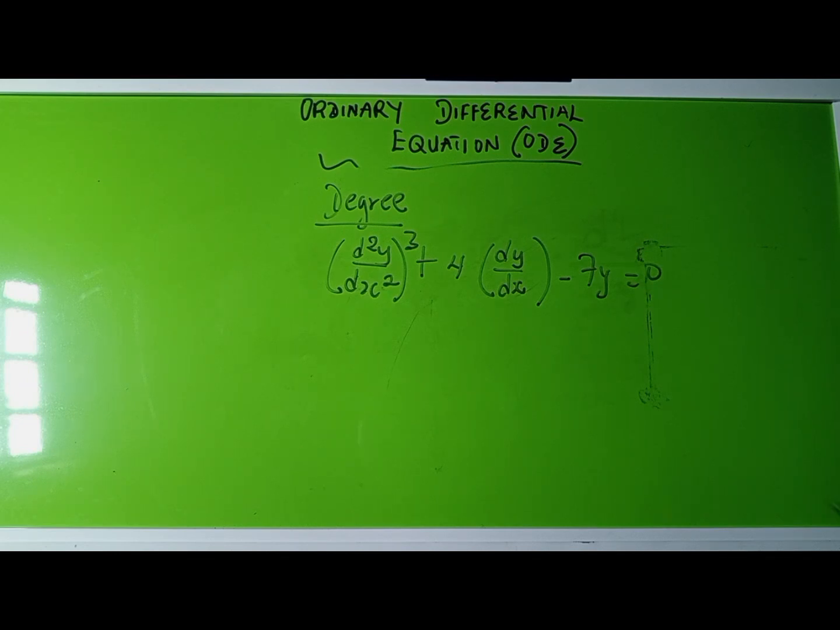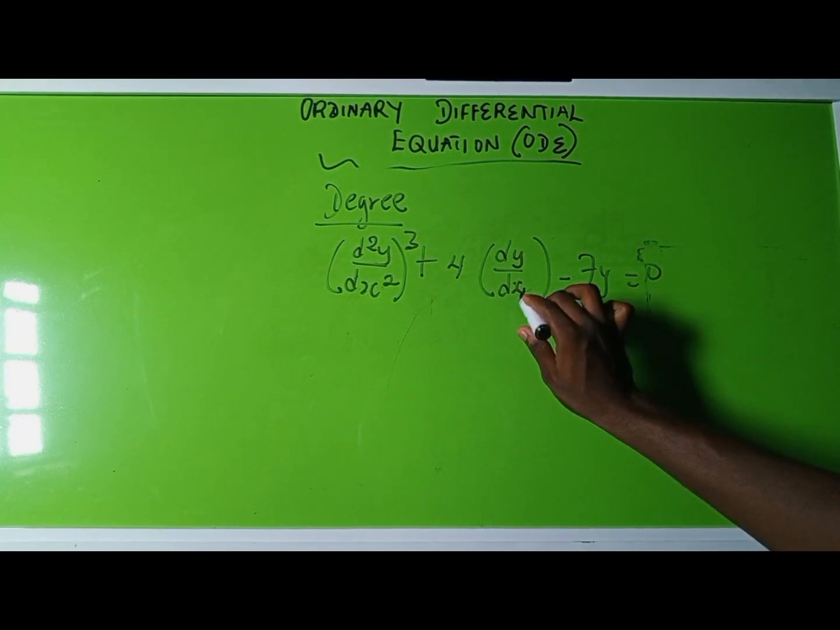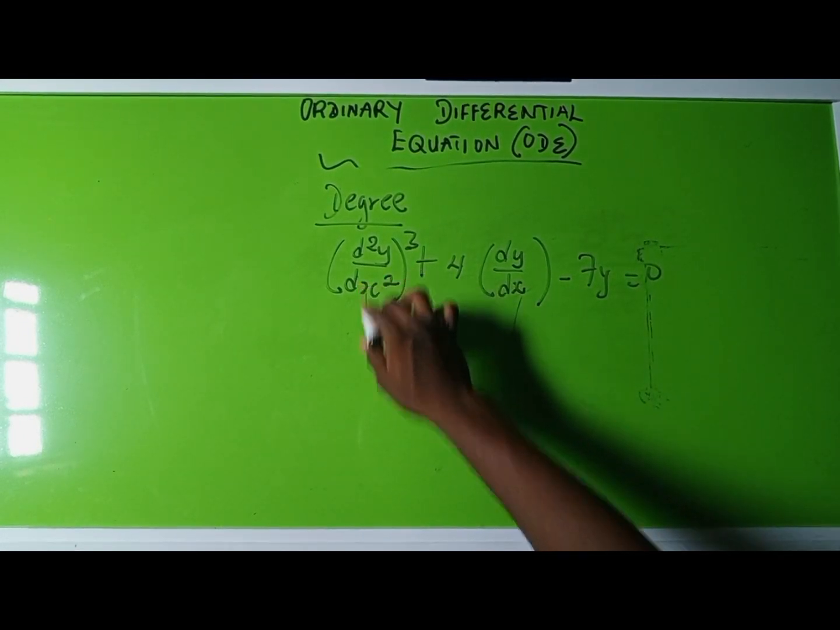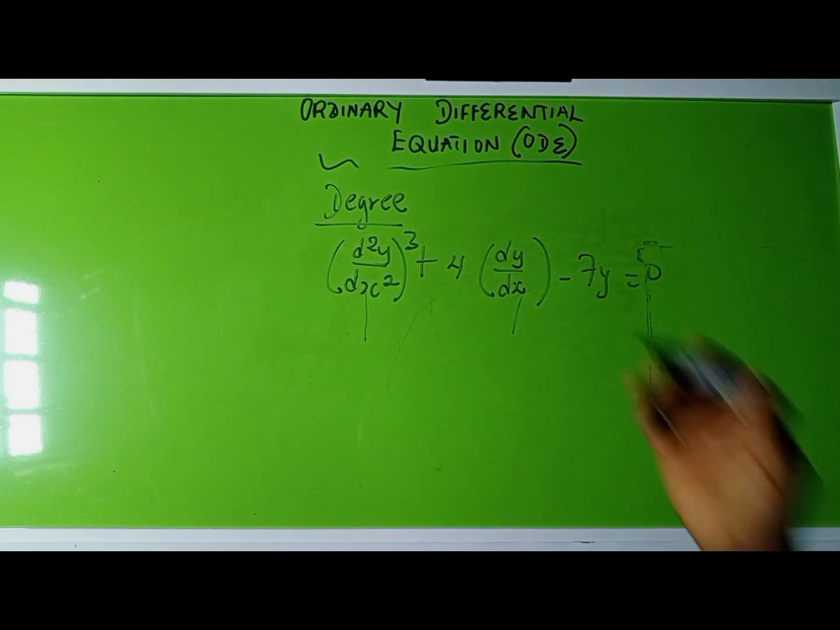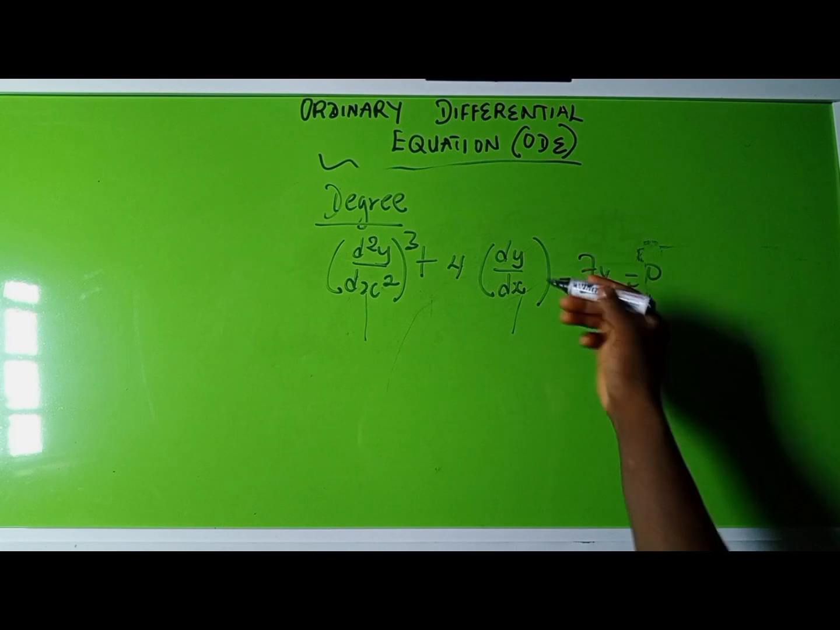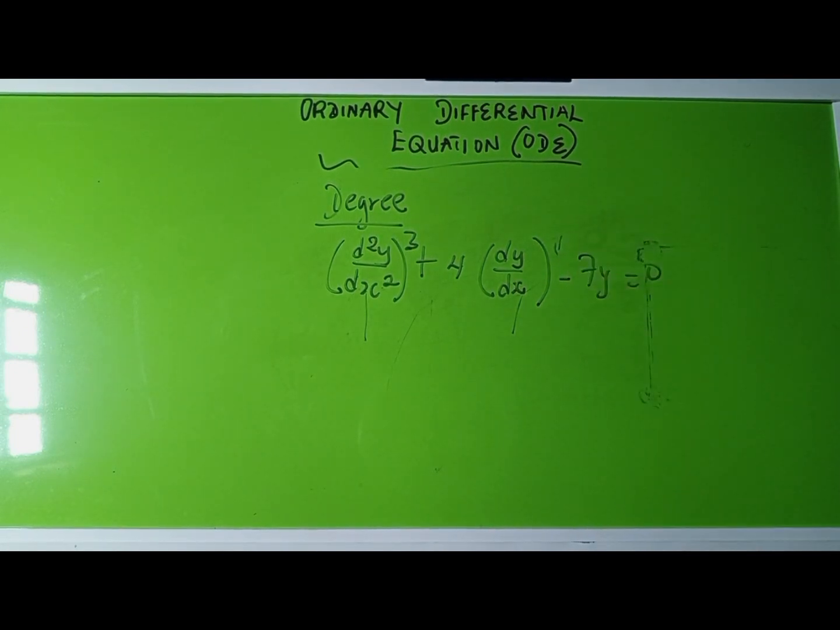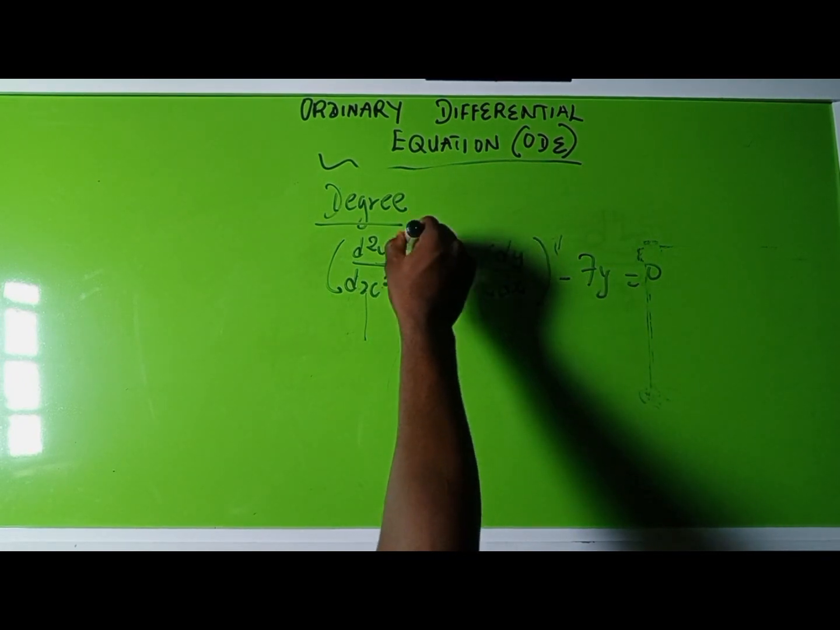Now, looking at the derivatives, we have this first order, and we know that this is a second order. Now, what are their powers? Looking at the first derivative, what is the power? We are seeing an invisible one here. And what is the second one? The second derivative has a 3 as a power.